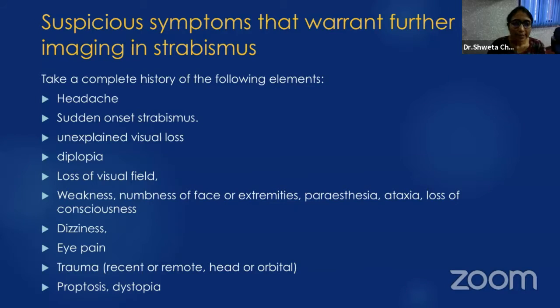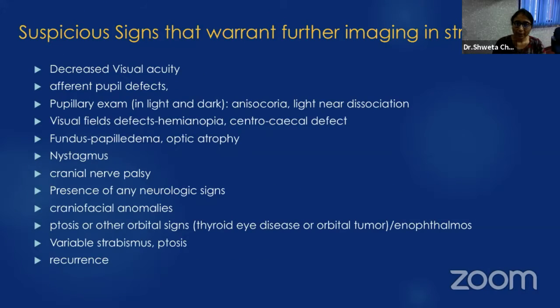So there could be suspicious symptoms like headache, sudden onset strabismus, unexplained visual loss, diplopia, loss of visual field, any neurological sign, eye pain, trauma. Then there could be suspicious signs which could warrant further imaging in strabismus, like decreased visual acuity, afferent pupillary defect, any anisocoria, light-near dissociation, visual field defect, papilledema, optic atrophy, nystagmus, cranial nerve palsy, any neurological signs, variability, and recurrence.